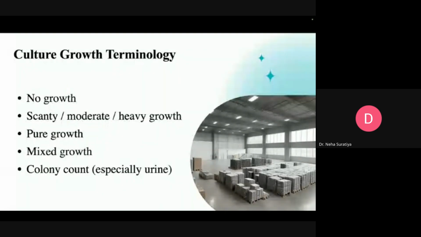Second is scanty, moderate, and heavy growth. It is also an abbreviation that is written on the report. Scanty, moderate, heavy growth indicates the bacterial load, guys. How much bacterial load is in the sample the patient is having, and that load further decides the dose of the drug. So scanty, moderate, heavy growth directly indicates the bacterial load.